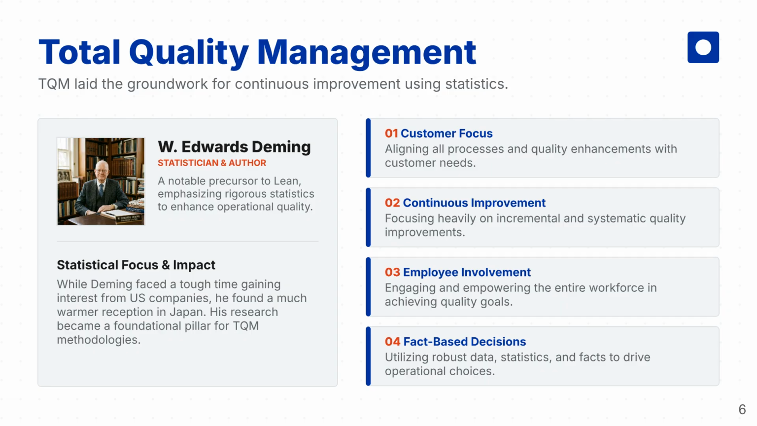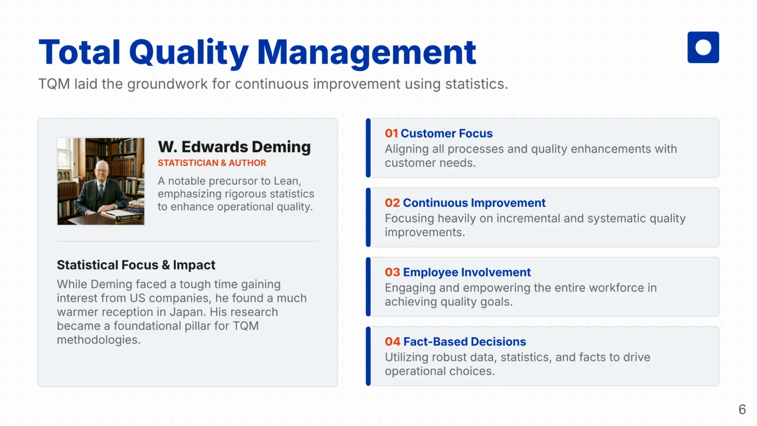Although his methods initially received limited attention in the United States, they were enthusiastically adopted by Japanese industries. His work became one of the major foundations for Japan's manufacturing success, and later influenced both Lean and Six Sigma methodologies. The central principle of TQM is customer focus. Every process improvement should ultimately create greater value for the customer. Instead of improving processes simply to reduce costs, organizations ask whether the improvement enhances customer satisfaction and product quality.